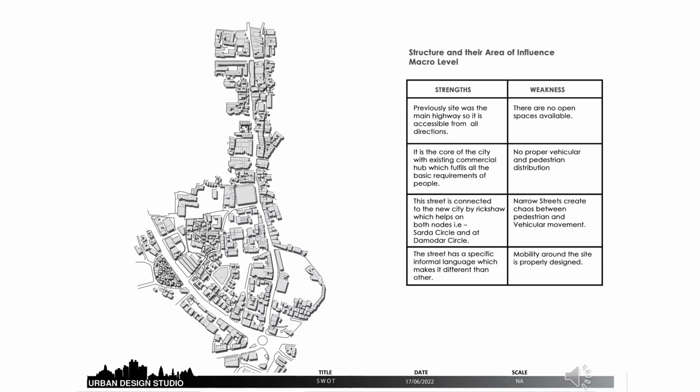Talking about the strengths and weaknesses of the area on a macro level, previously the site was a main highway, so it was accessible from all the directions. Now it is an existing commercial hub which fulfills the basic requirements of the people. Also, the nodes of Damodar Circle and Sarda Circle have auto rickshaw stands which help the public to move from one place to another. The street has a specific informal language which makes it different from others.